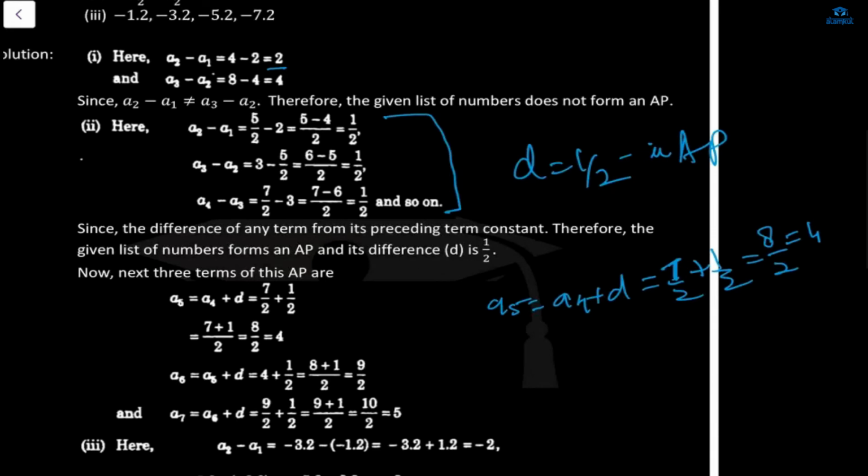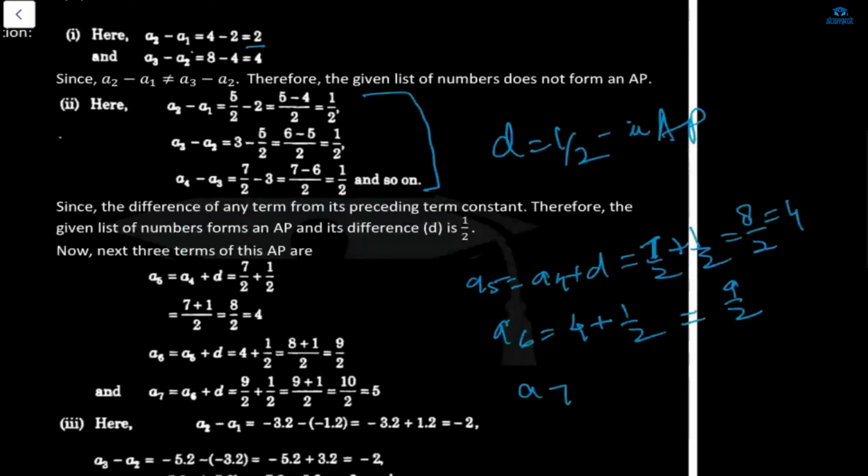Again, A6 will be 4 plus 1 by 2, so 9 by 2. A7 will be 9 by 2 plus 1 by 2, which is 10 by 2, that will be 5. Understood? Still moving on.